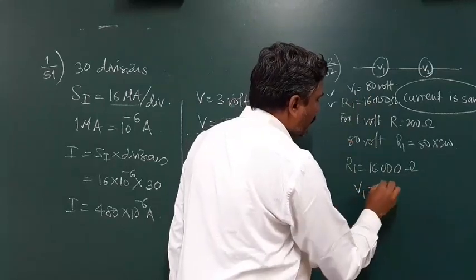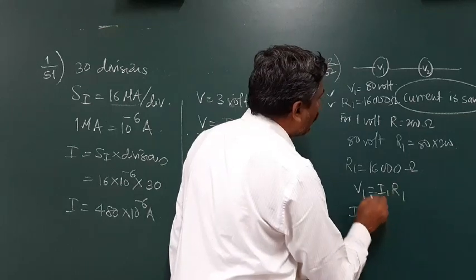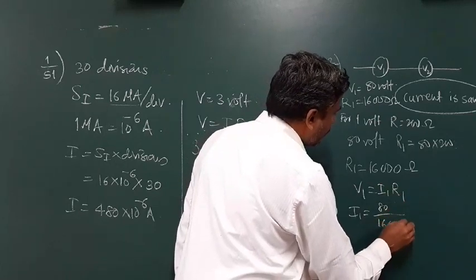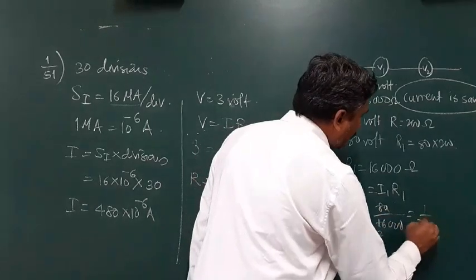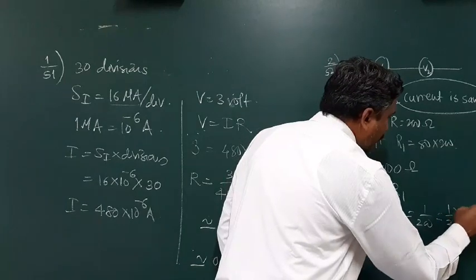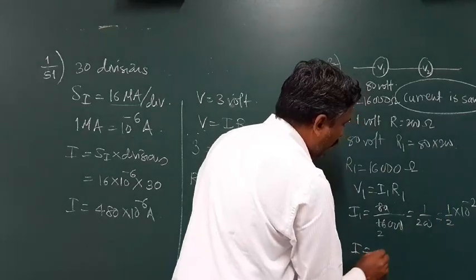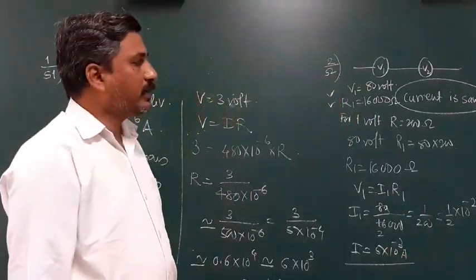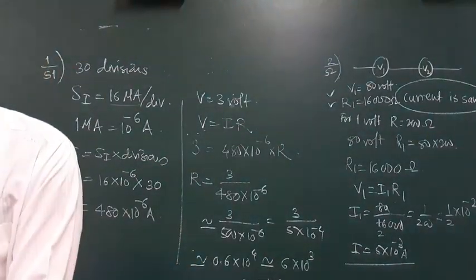V1 equals I1 into R1. So I1 equals V1 by R1. Here my V1 is 80, R1 is about 16,000. So it cancels: 8 twos are 16, 1 upon 200. Now it will be very simple. So 1 by 2 into 10 raised to minus 2. So I becomes 0.5, or 5 into 10 raised to minus 3 ampere. This is my amount of current. Now I am not requiring the amount of current, or in my question the current is not asked.